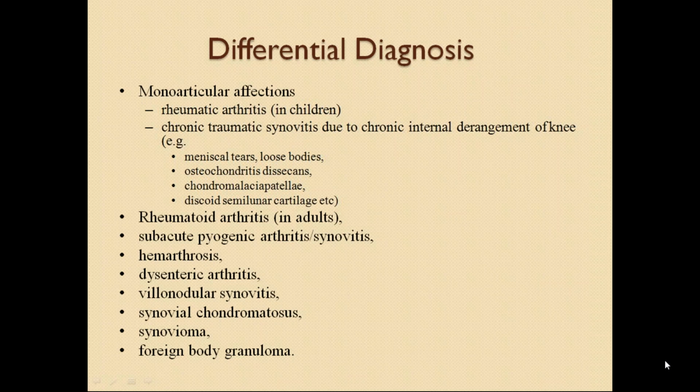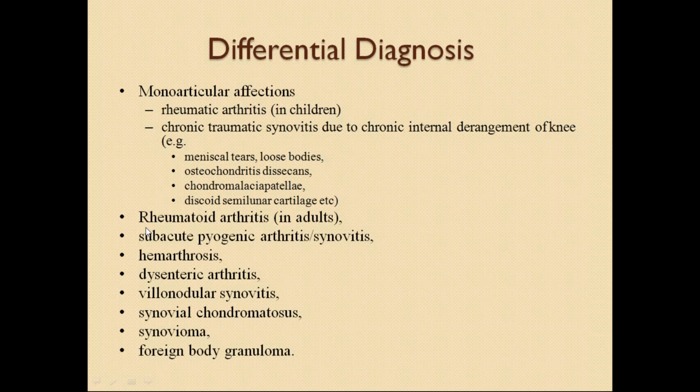So coming to the differential diagnosis of tuberculous arthritis. Monoarticular affections include rheumatic arthritis in children, or chronic traumatic synovitis. Chronic traumatic synovitis may be due to trauma like a meniscal tear, a loose body, osteochondritis dissecans, chondromalacia patella, or discoid semilunar cartilage. Sometimes another differential diagnosis will be rheumatoid arthritis.